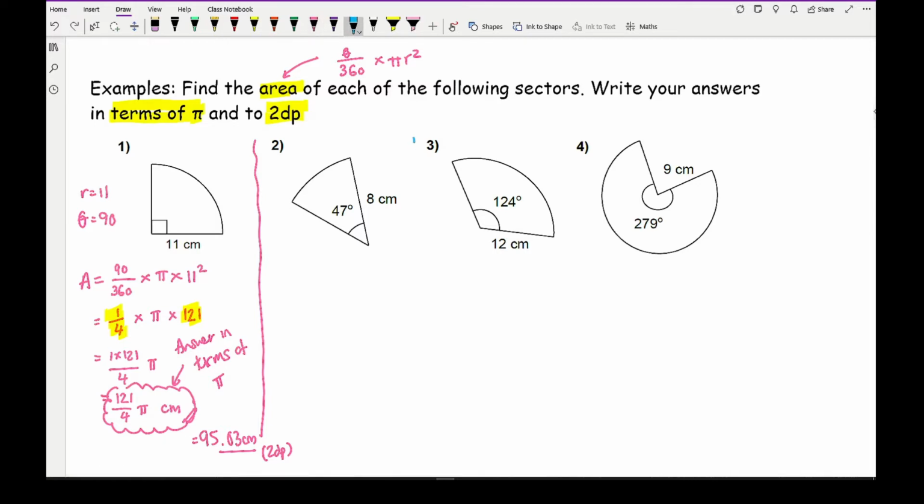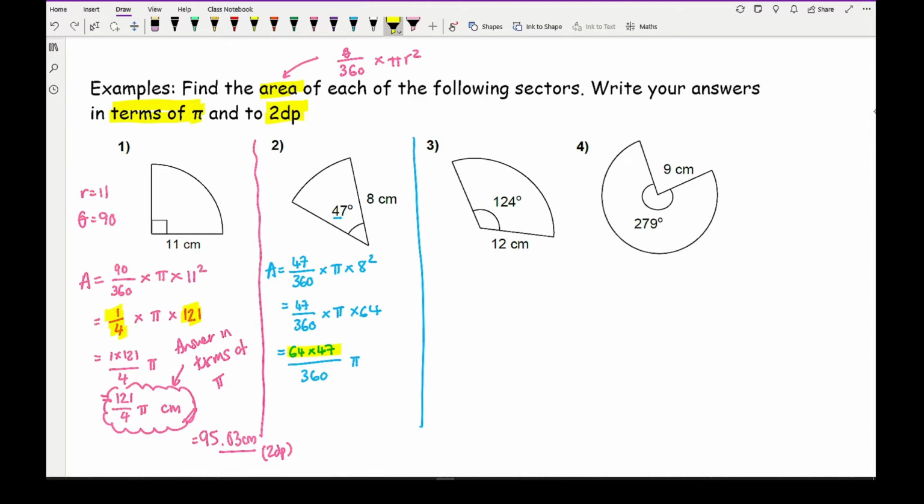So moving on to question 2. Here we've got a more complicated angle. Again, the area is going to be equal to 47 over 360 multiplied by pi times 8 squared. So to work this out, all I'm going to do is 47 over 360, which is not going to simplify, times pi times 64. If I was to work this out in terms of pi, then I would do 64 times 47 over 360 times pi.